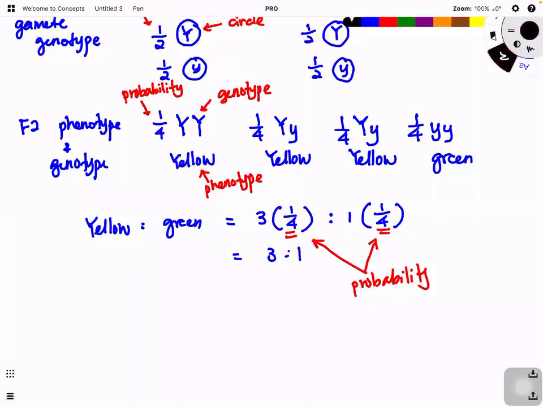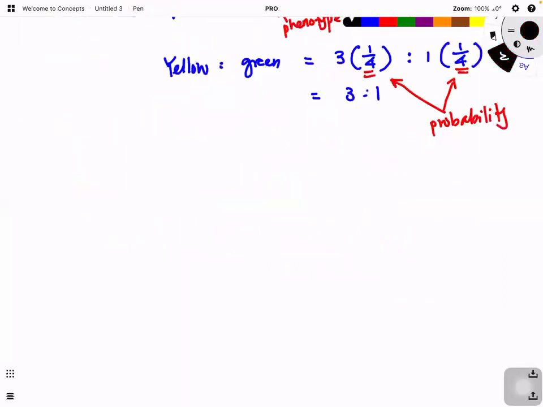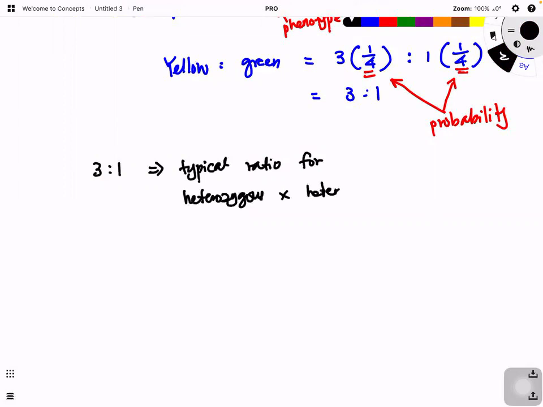Okay, so 3:1 we call a typical ratio, or typical phenotypic ratio, for a heterozygous cross with heterozygous in a monohybrid cross.